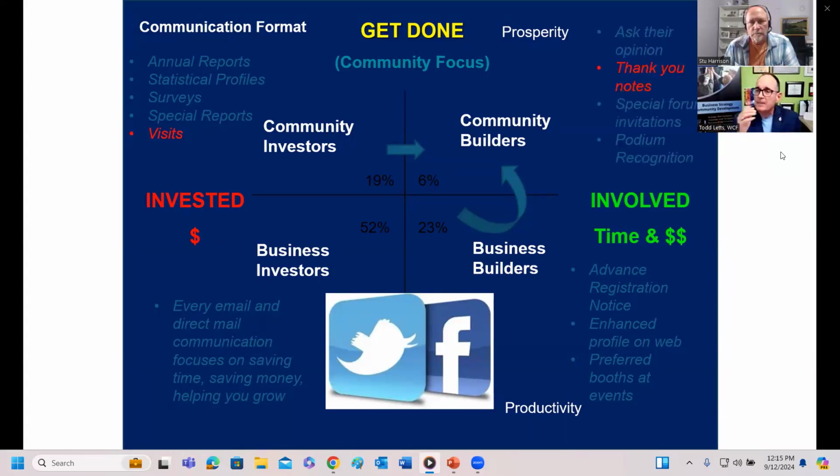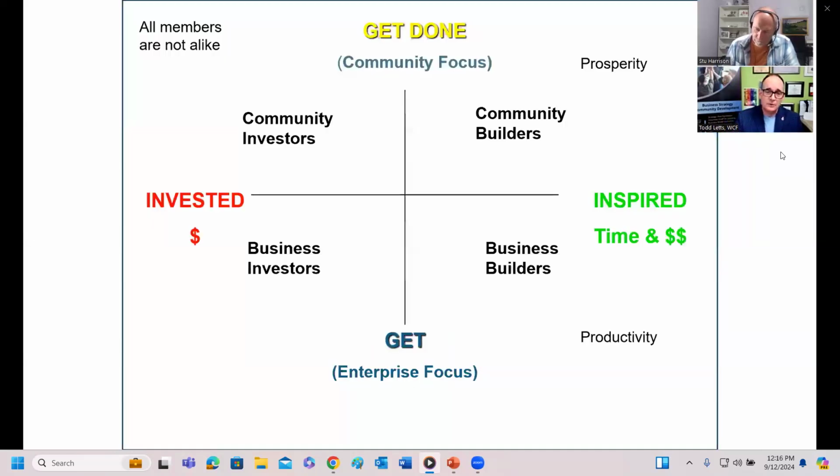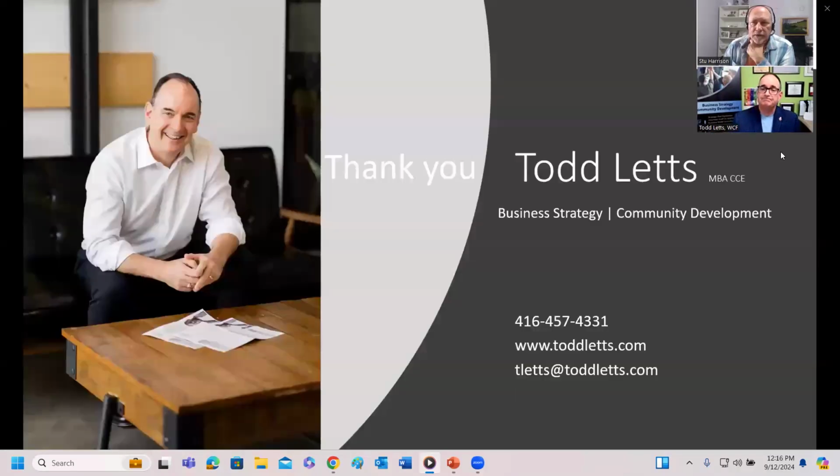And of course, community builders, they want to leave a legacy. They want to provide their point of view. They want special invitations and podium recognition, which is not hard for you to do. It's not expensive for you to do. And of course, thank you notes can be very, very important as well. So Stu, this is the member segmentation matrix that is now an industry standard. And I hope this helps your business development group.